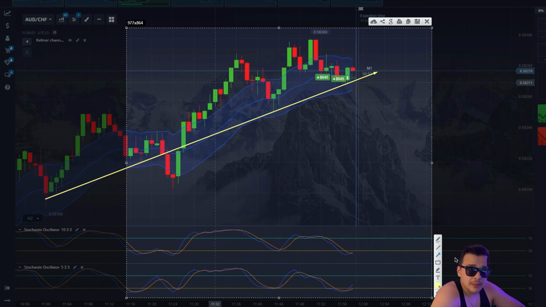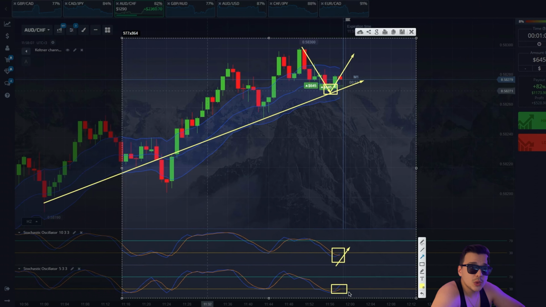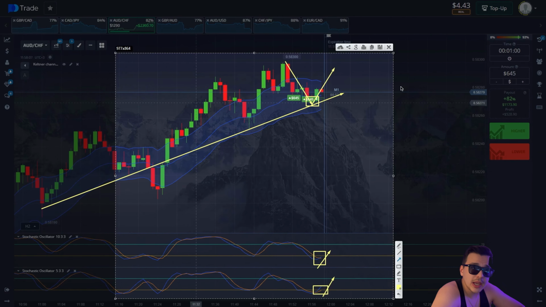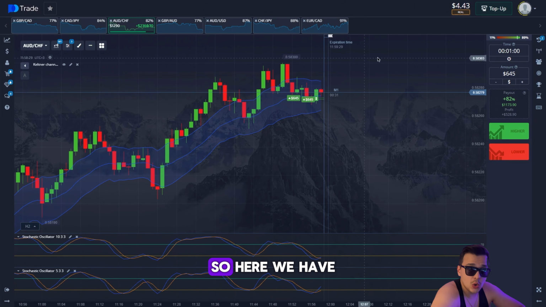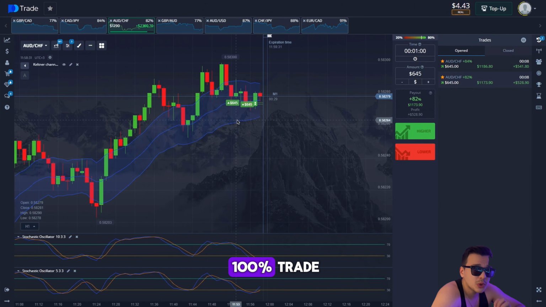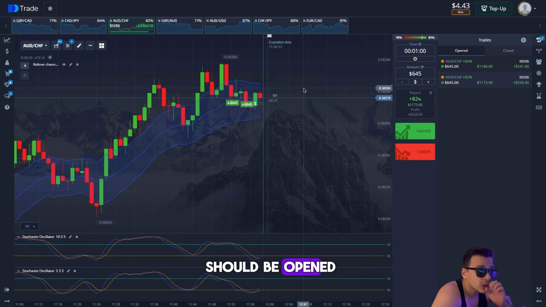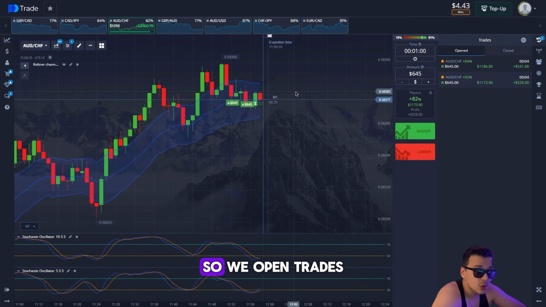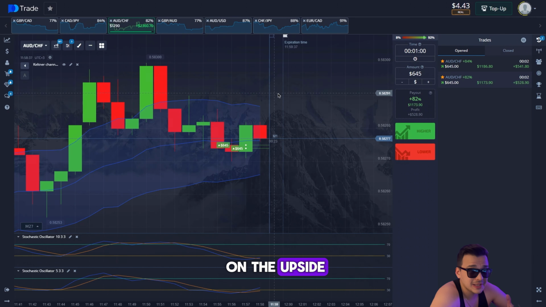The upward dynamic of opening on trend is always more reliable than opening against the trend of movement inside the channel. We have a bounce in price from the lower area of the Keltner channel. Here we see an exit from the oversold area on both stochastics. So here we have 100% trade should be open on the upside. So we open trades on the upsides.